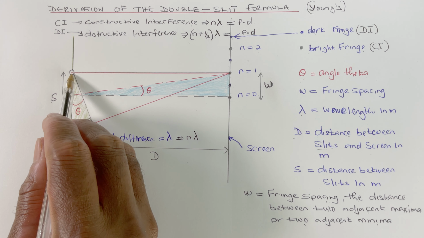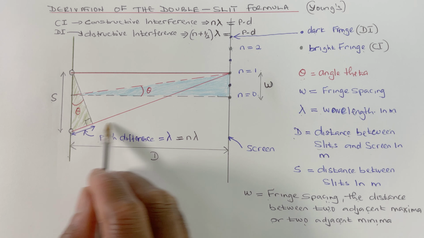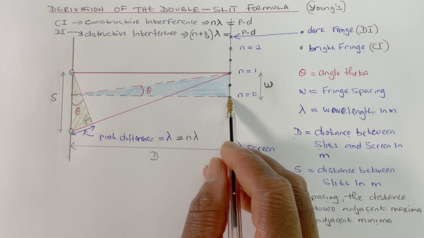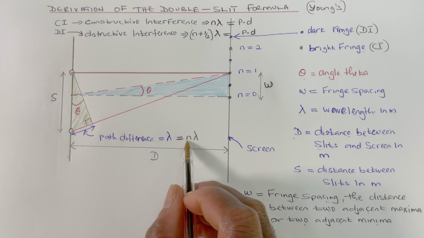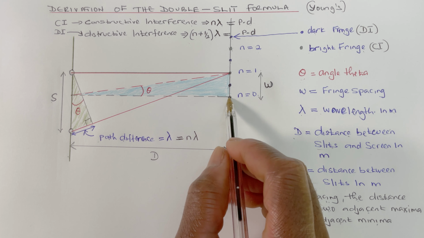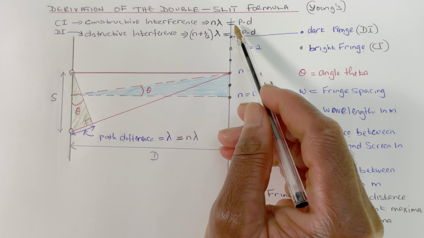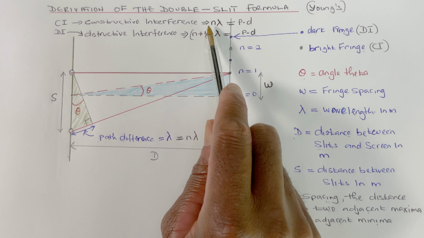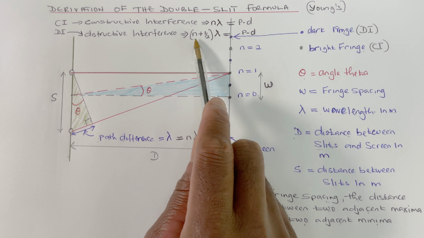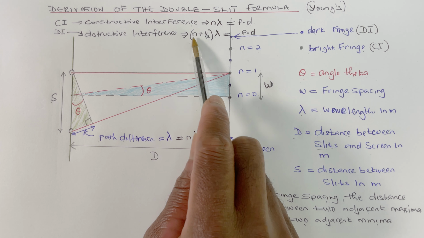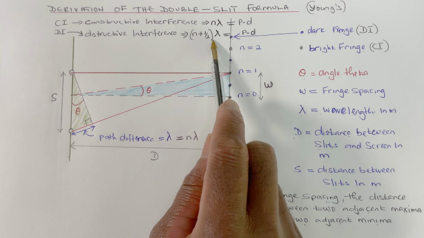As you can see, if we go from there to there and from there to there, the path difference is 0. So therefore, n equals 0, and you get zero path difference. The path difference for constructive interference is n lambda. The path difference for destructive interference is (n plus a half) lambda.